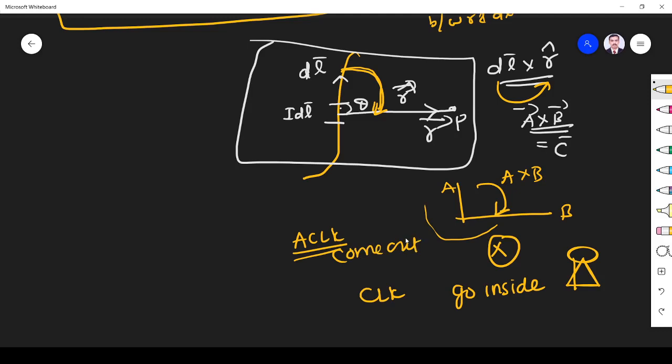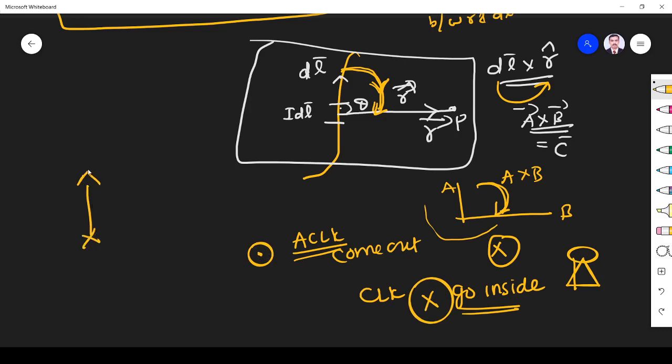That's the universal norm. So A cross B means you rotate from A to B. DL cross R means you rotate from DL to R. So it is going clockwise. Clockwise rotation means the resultant vector will go inside. So for going inside you put cross. For coming out you put dot. Why? This is simple. It is simply an annotation, like a comparison.